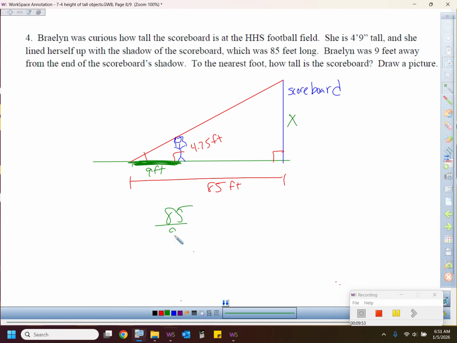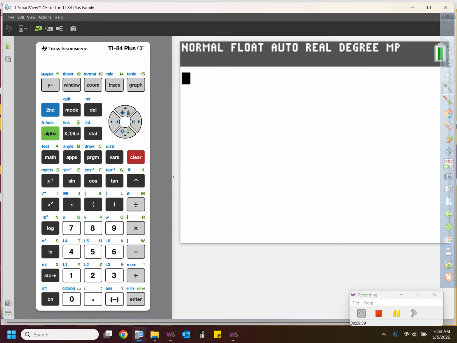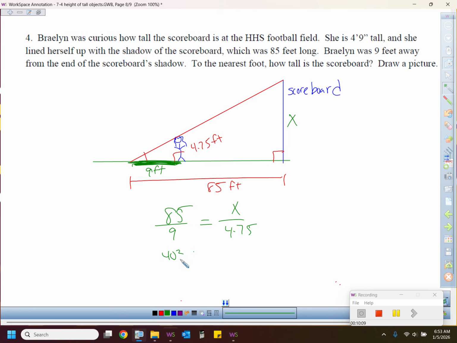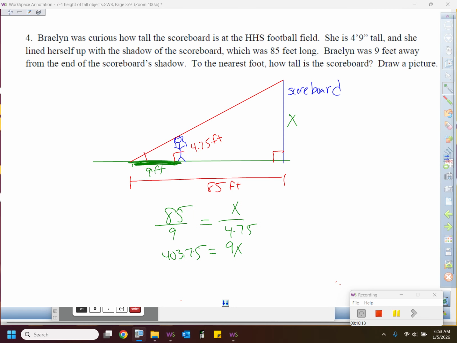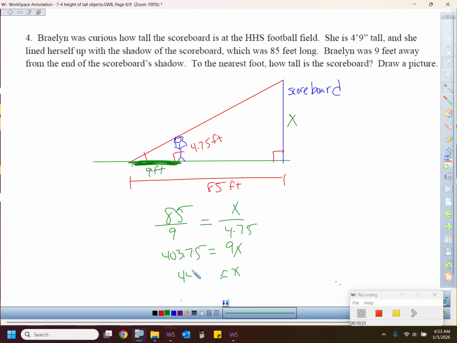85 over 9 is going to be proportional to x over 4.75. So cross multiply. 85 times 4.75. Booyah. 403.75. And that's going to equal 9x. And then we shall divide it by 9. And that scoreboard, about 44.9. And they say round to the nearest foot, so it's about 50 feet tall. And there we go. Scoreboard done.